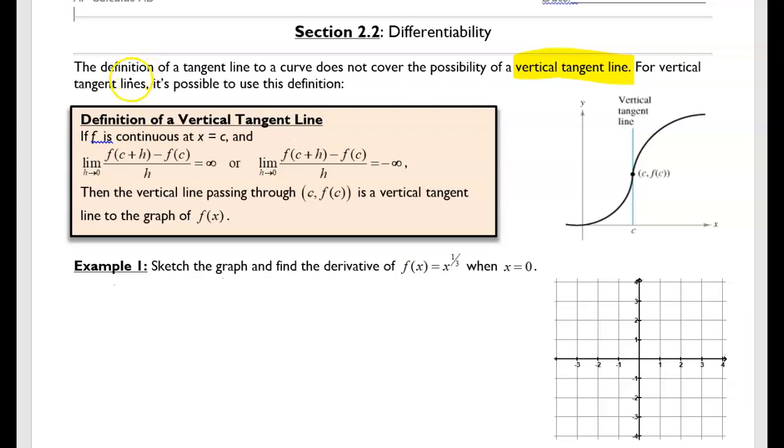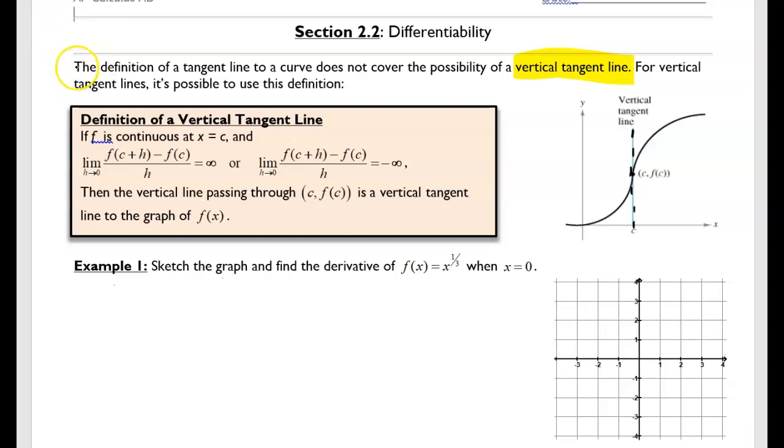So our definition of a vertical tangent line is that if f is continuous at x equals c, and the limit as h approaches 0 of f of c plus h minus f of c over h is infinity, or the limit as h approaches 0 of f of c plus h minus f of c over h is equal to negative infinity, then the vertical line passing through that point is a vertical tangent. You can see it in the graph over here. Essentially it's like the function is almost going vertical, although it can't be a vertical line straight up and down because then it wouldn't be a function.